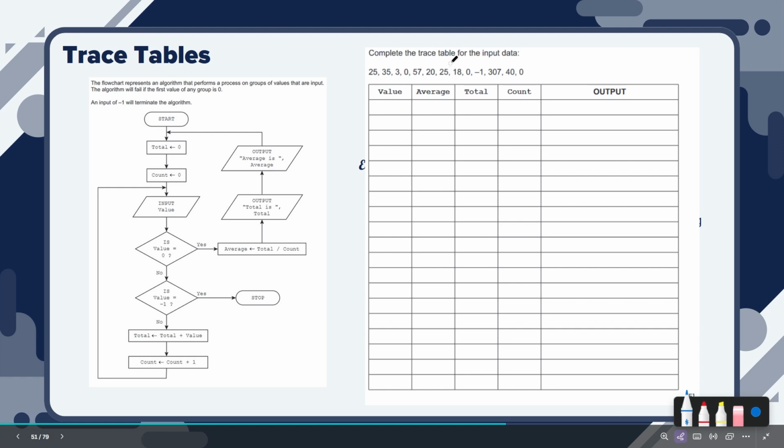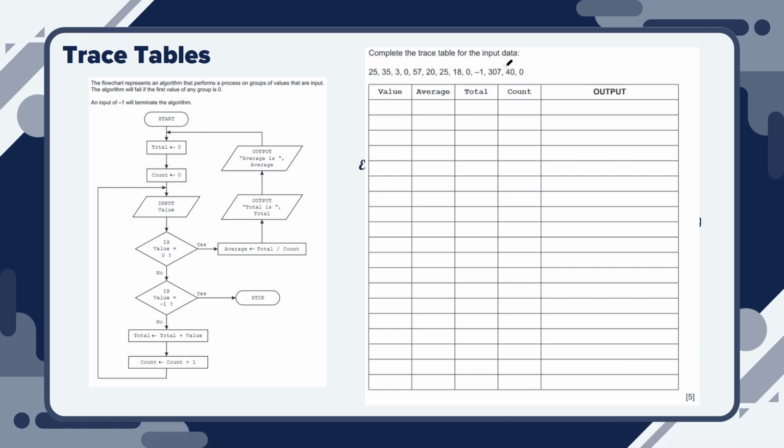So here, complete the trace table for the input data. Normally I try to understand what the code is first. So let's see. It initializes total of 0 and then a count of 0. And then it wants us to input a value. Then, I assume this is some totaling program. Or yeah, I see here average. So probably both totaling and averaging.